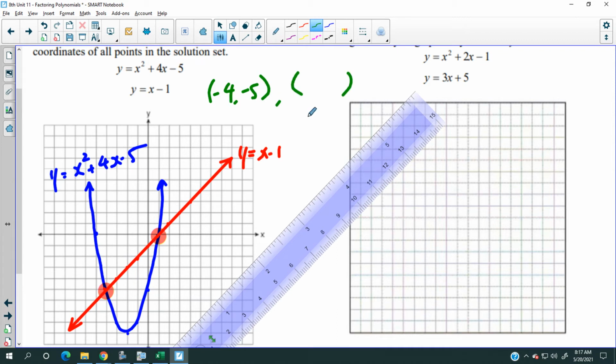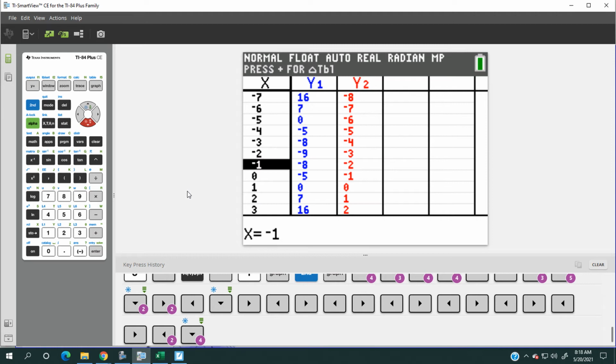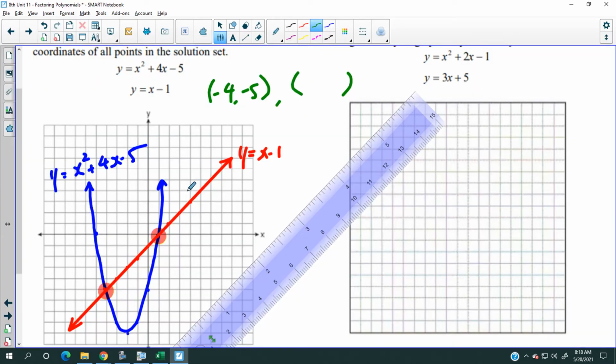Now what's the other solution? Because there's this point, it's 1, 0, I know. And I look down here, right? Double 0, so 1, 0. And that's it.